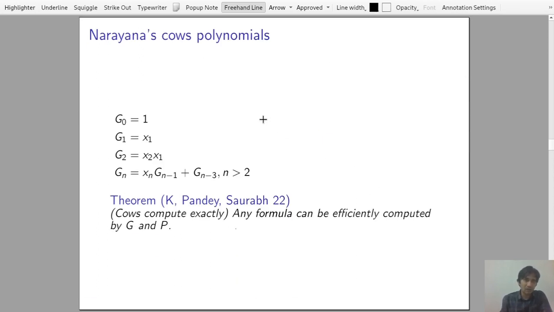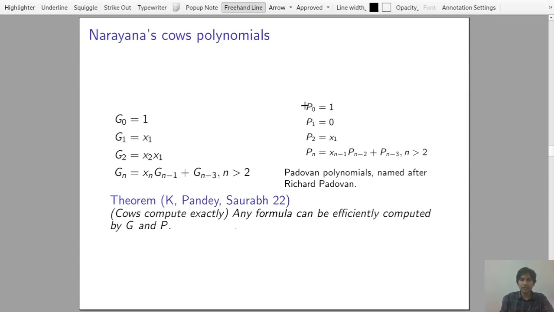But in this talk, we are going to look at this family of polynomials which we call Narayana's cow polynomials, which is closely related to Narayana's cow sequence. We define this sequence of polynomials as follows: G0 is 1, G1 is x1, G2 is x2x1, and Gn is xn times Gn-1 plus Gn-3 for n greater than 2. So notice again that Gn evaluated at the all-ones vector is just the nth number in Narayana's cow sequence.